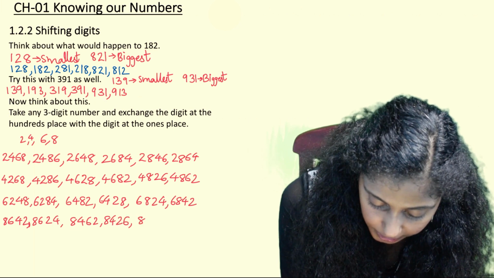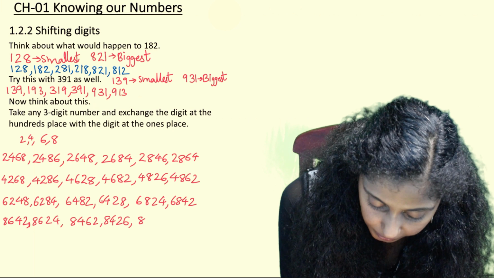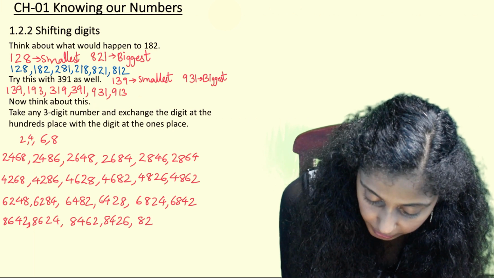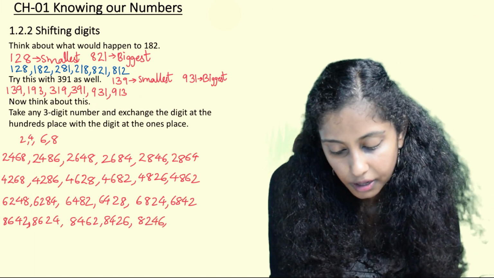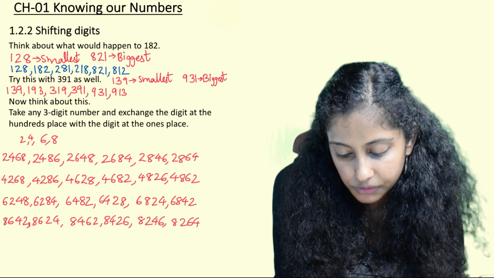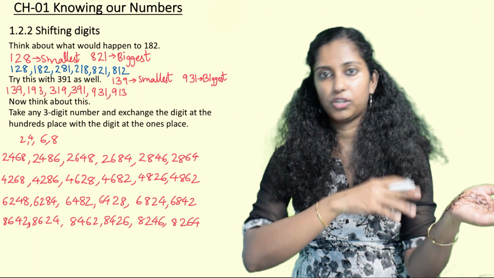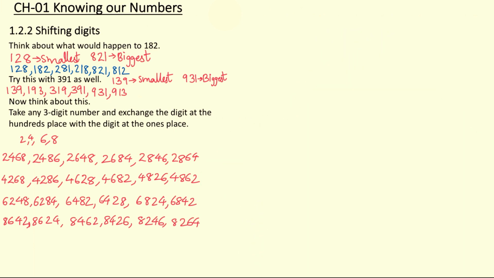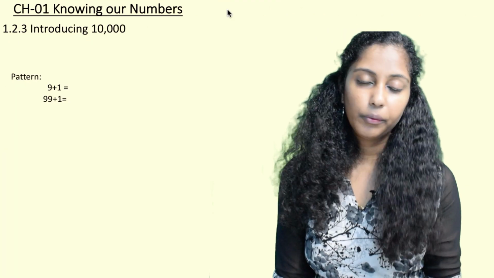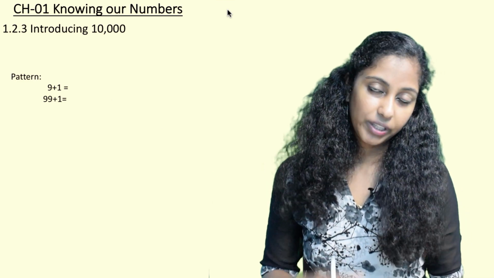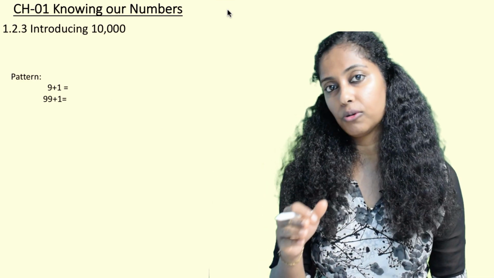Then we write 8, and in the second position we write 2, then we write 4 6, then we write 8 2 and 6 4. So here we have seen that so many numbers are formed by just shifting the digits. Therefore we say maths is fun. Now we are going to proceed further with larger numbers such as 10,000 and more.